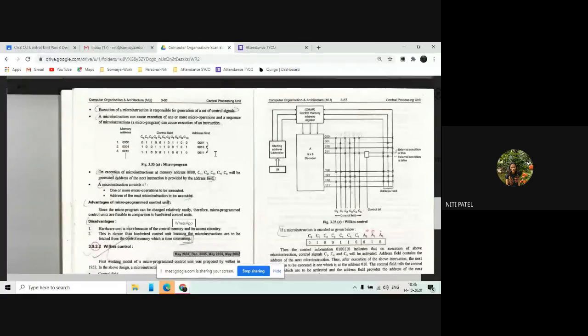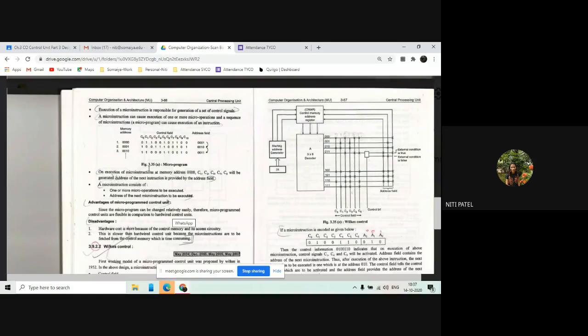Microprogram control unit. What was there in that? We have to make use of the programs for generating these control signals and all. Since it is a control unit, it will be generating the control signals. Now what is happening? Micro instructions are used. What are those micro instructions? For whichever instruction is executed, for every instruction you will be having an appropriate control signal that has to be generated.